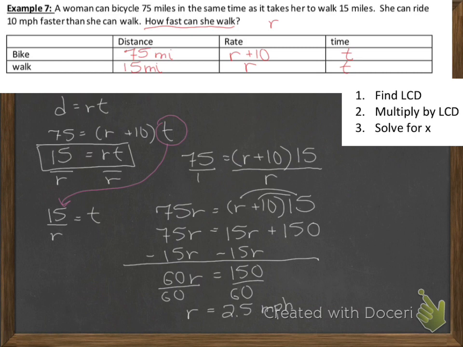As always, we want to ask ourselves, is this a reasonable walking speed? Is it reasonable to think that you could walk at 2.5 miles an hour? This would mean that she's biking at 2.5 plus 10, or 12.5 miles an hour. To me, that sounds very reasonable. I think that I could probably walk 2.5 miles in a single hour. I could probably even walk faster than that. So this, again, sounds right to me. It makes sense in the context of the problem.